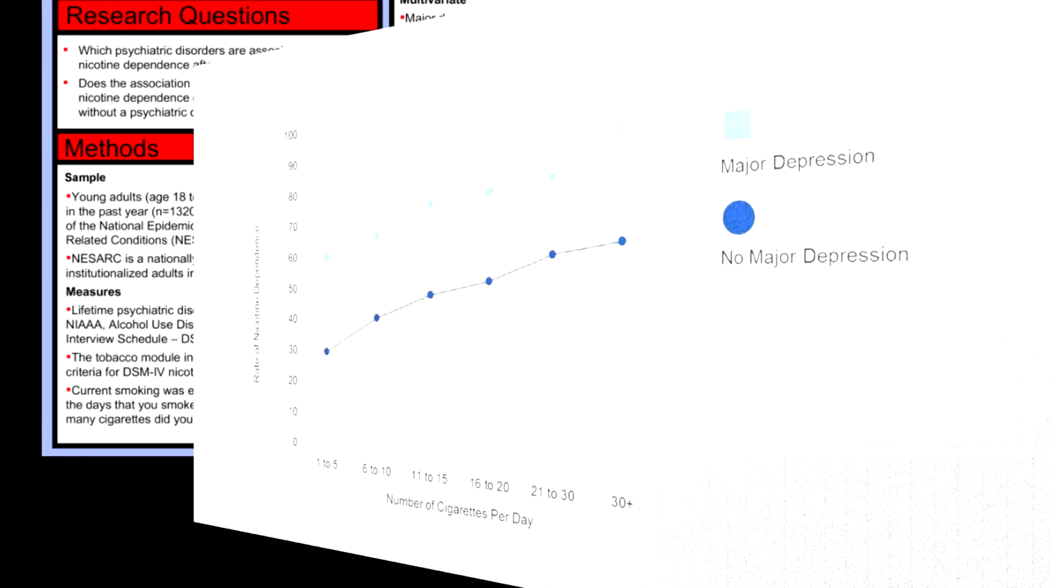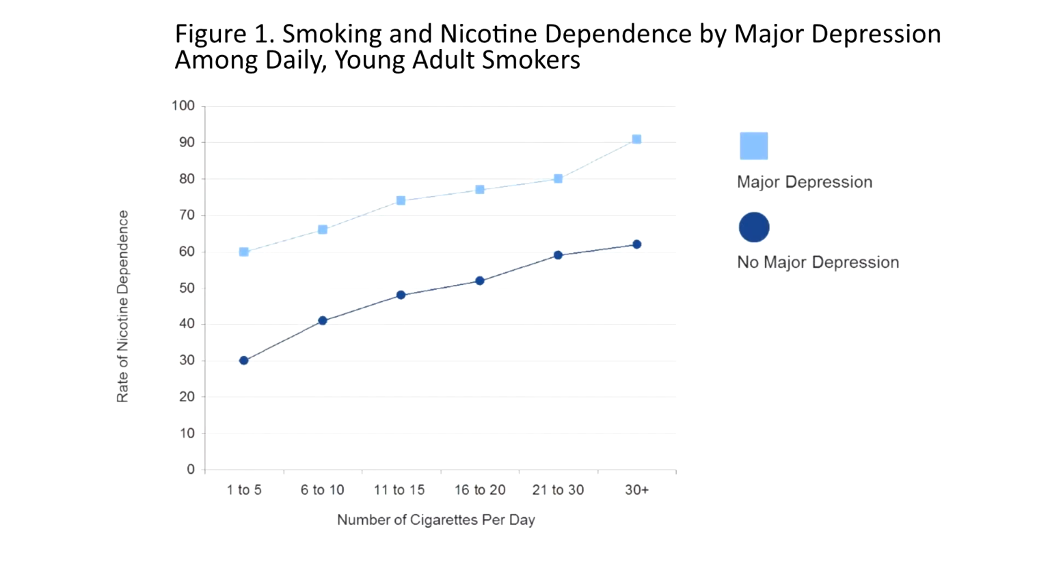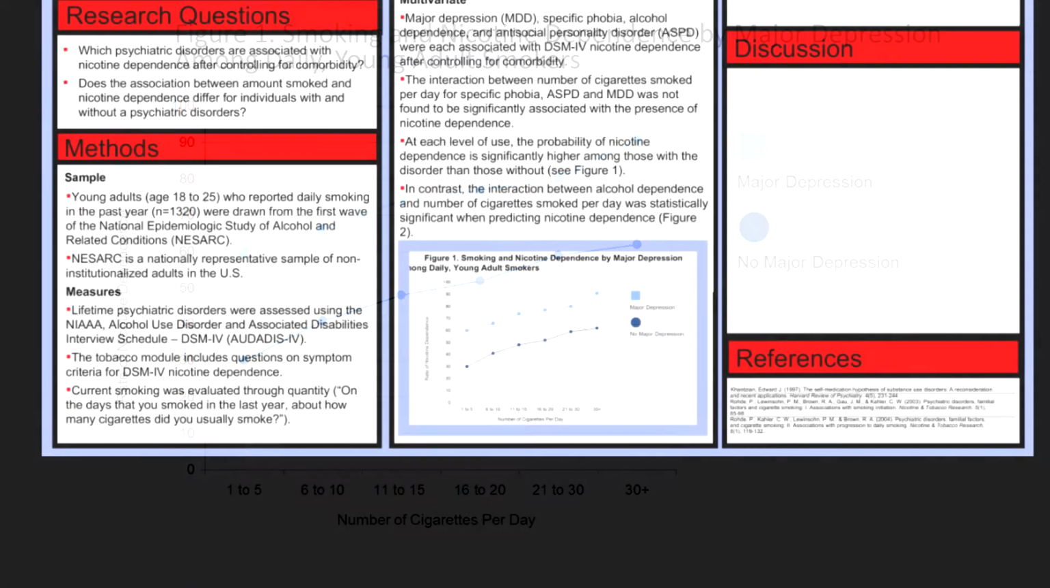We include a graph to illustrate the relationship between cigarettes smoked and nicotine dependence for those with major depression and those without major depression. As you can see, while rates of nicotine dependence increased as smoking quantity increased for both groups, young adult smokers with major depression have higher rates of nicotine dependence at every level of smoking compared to young adult smokers without major depression. This pattern was also found for specific phobia and antisocial personality disorder, as illustrated by this graph.